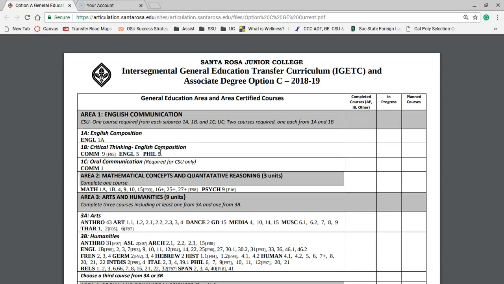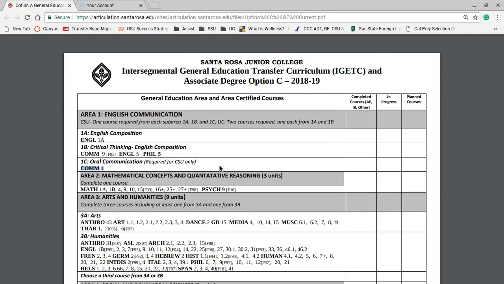If you are using the IGETC and you will be applying to both a CSU and a UC, you will need the Communications 1, or what used to be Speech 1A. So in order to transfer to a California State University, you have to have that speech requirement met. And at SRJC, as of fall 18, that is Communications 1.